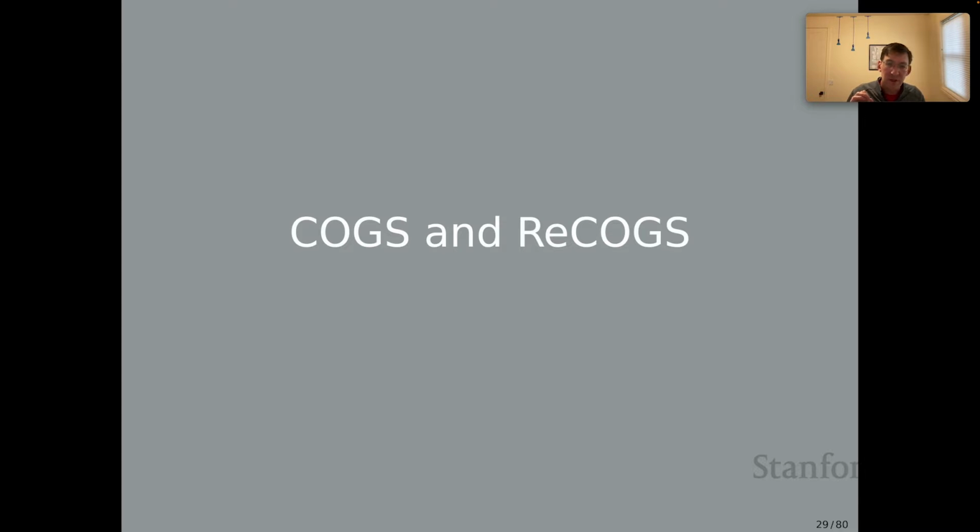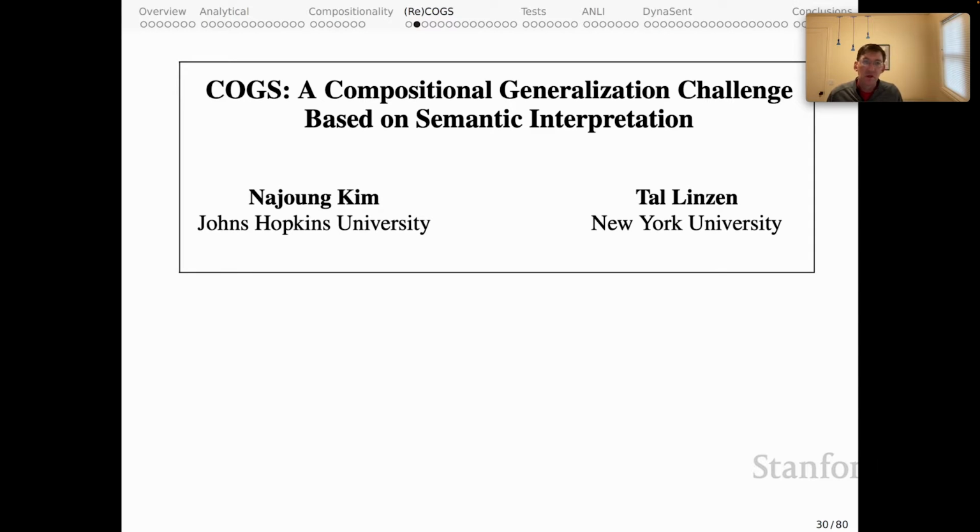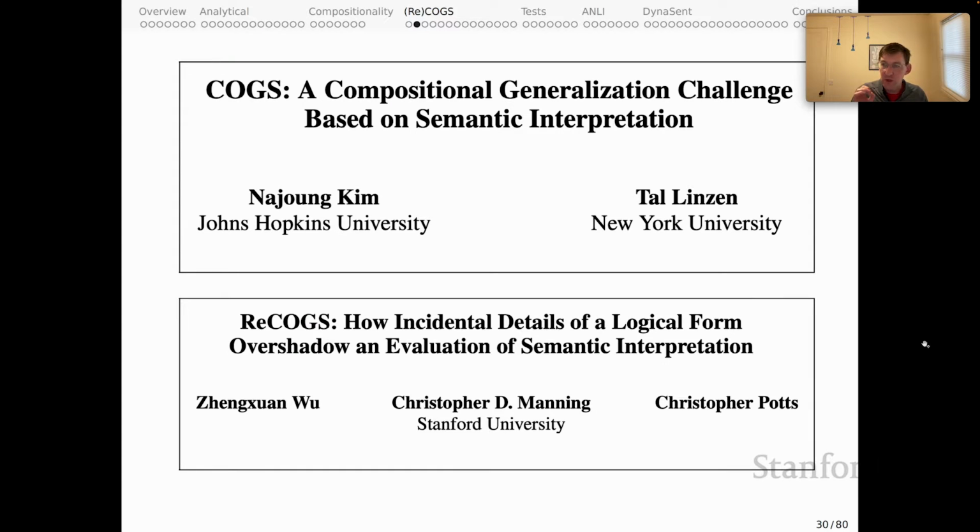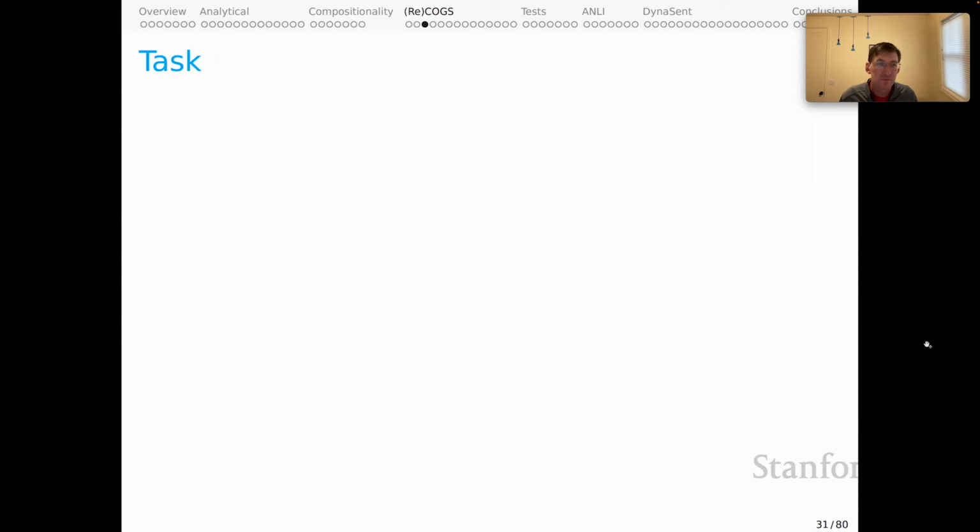We're going to talk about the benchmarks COGS and ReCOGS, which are both designed to test compositional generalization for our models. COGS set the agenda here, and then ReCOGS is our extension of it. What we were trying to do with ReCOGS is first understand why some of the generalization splits in COGS have proved so challenging for present-day models, and in addition, reformulate COGS somewhat so that it comes closer to testing purely semantic phenomena and abstracting away from incidental features of some of the logical forms that are in COGS.